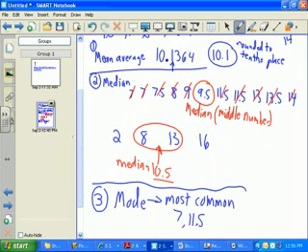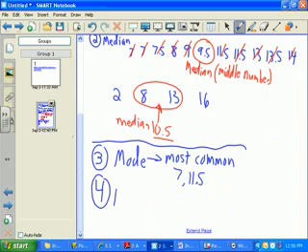Because 0 could be a piece of data. If you're talking about temperatures, you could have -3, you could have 1, you could have 0. So 0 could be a piece of data. So when you say there's no mode, you don't want to put 0. That's a good point. Okay.